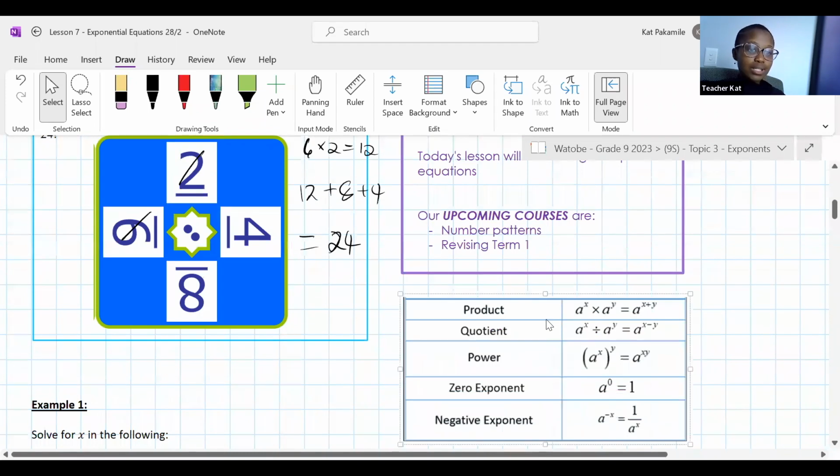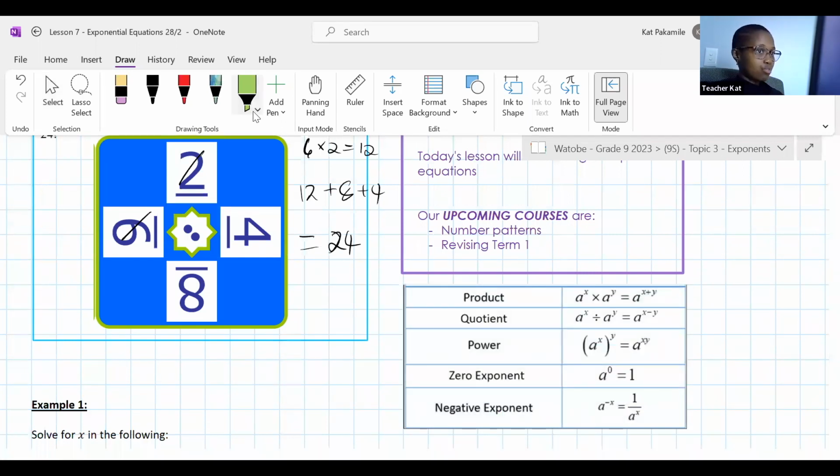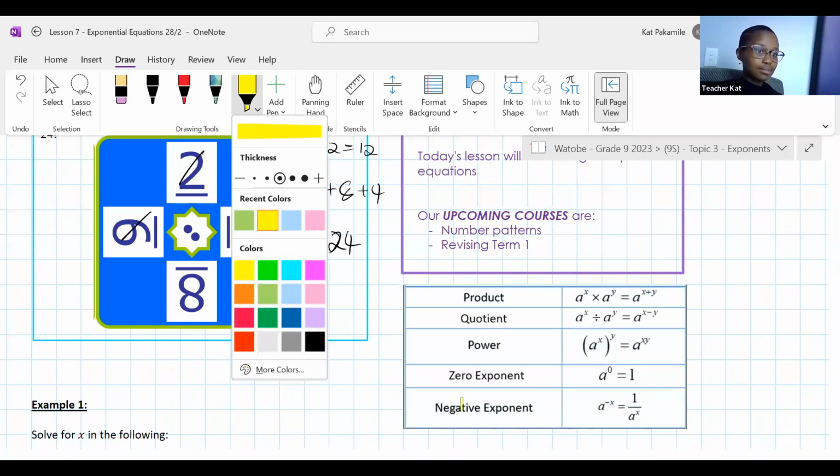Before we do today's lesson, I need us to revise the laws of exponents. Who's going to go through the laws with me? Anyone? Raise your hand quickly so we can go through these chop chop and get to today's lesson.